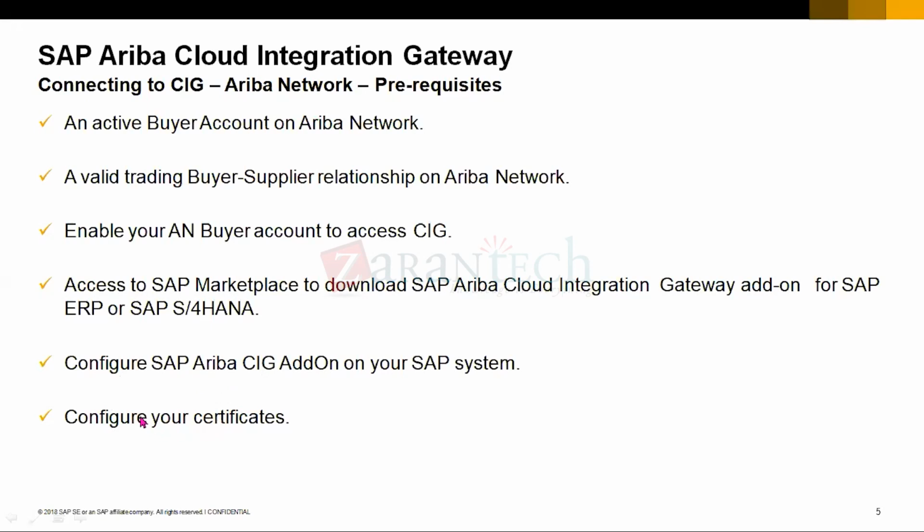And configure your certificate. I would say this is mandatory as part of the add-on configuration, because the certificate is what links your Ariba system CIG tool to the ERP system. That should be in place. Even though I don't think it stops us from enabling the CIG component, without this as well the SAP team can enable the CIG. So this is just high-level information about the prerequisites.